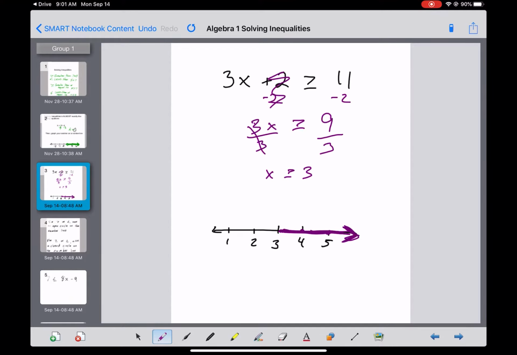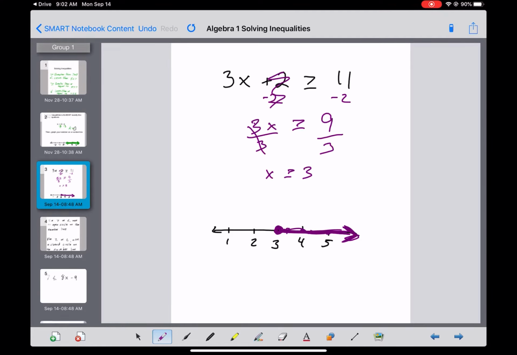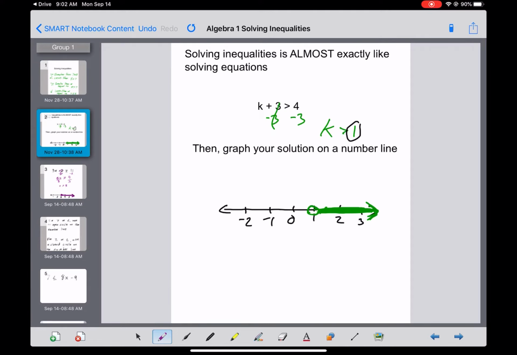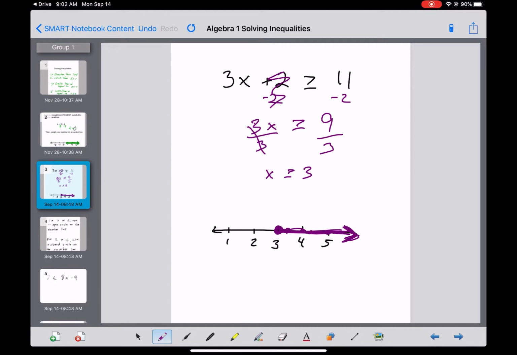But is x allowed to actually be 3? Well, in this case it is. x is greater than or equal to 3. So this time we're going to put a closed circle at 3. 3 itself is included and everything bigger than 3. So that's the difference between having just a greater than, like we did in the first problem, and a greater than or equal to, in how we graph it on the number line.